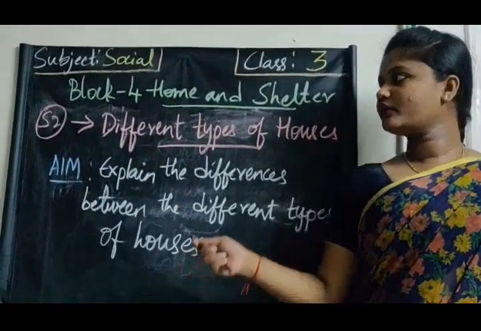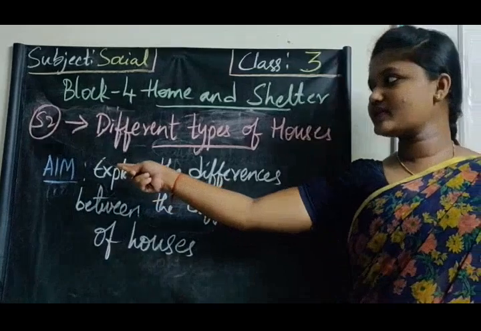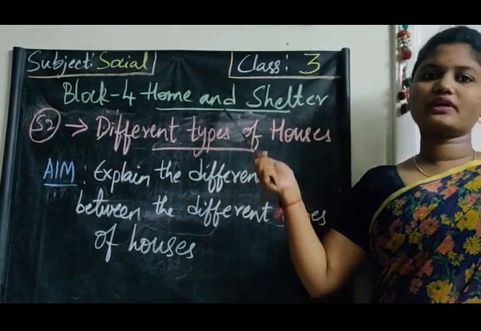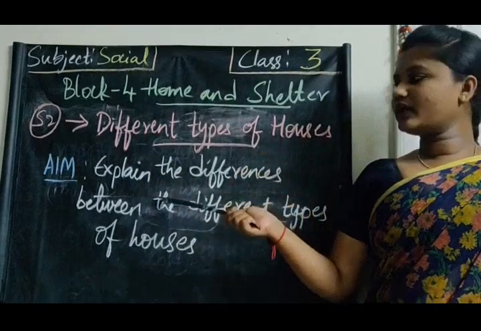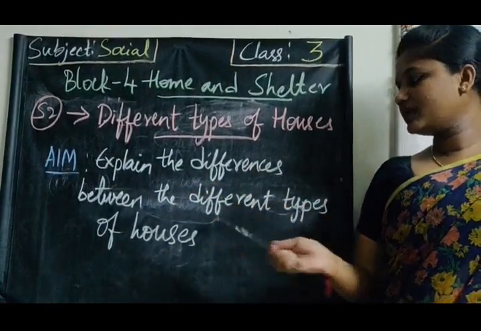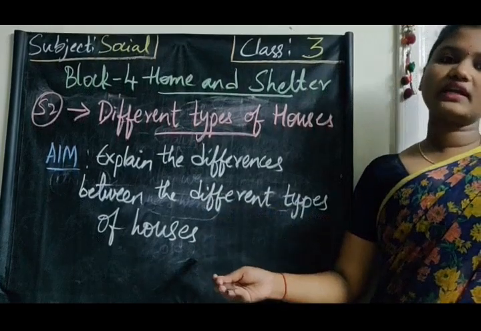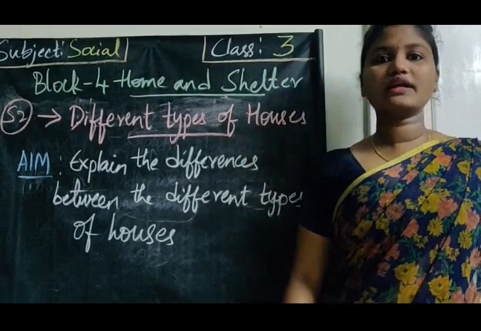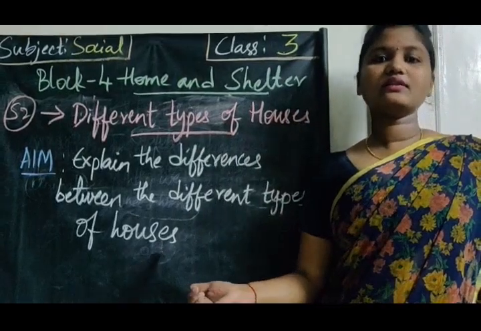Yes children, now we'll go to the next topic, that is S2, different types of houses. This is our second topic in the fourth block. In this block, we will read and explain the differences between the different types of houses, and how many different types of houses we have.